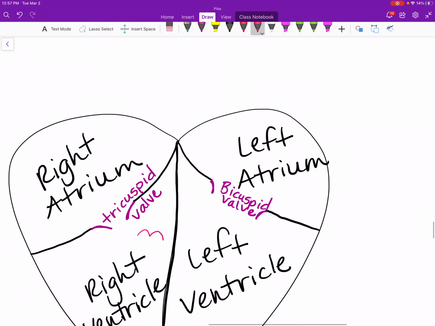So now I know that my word's tricuspid valve, so I'm actually going to try to move those without, okay, that's maybe not. Maybe I won't do that. Okay.